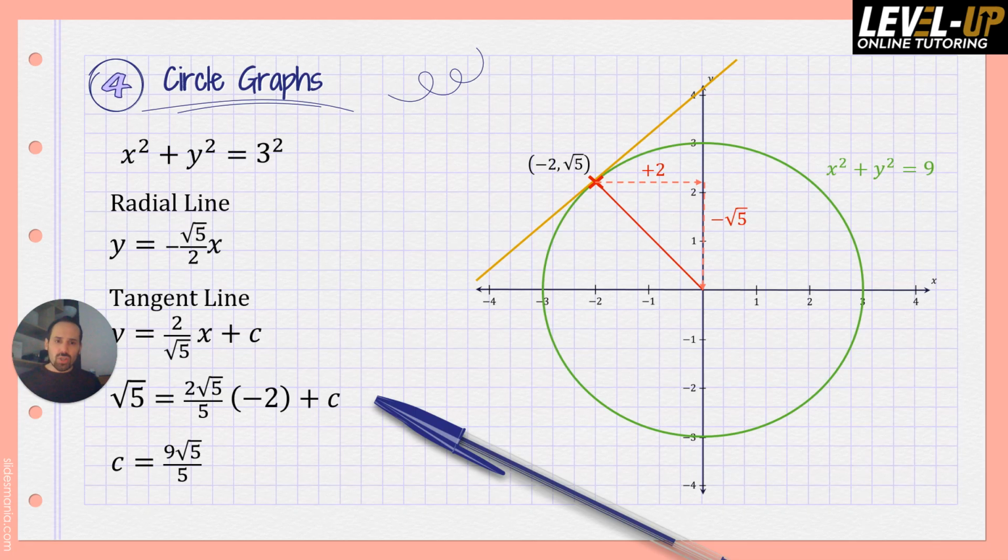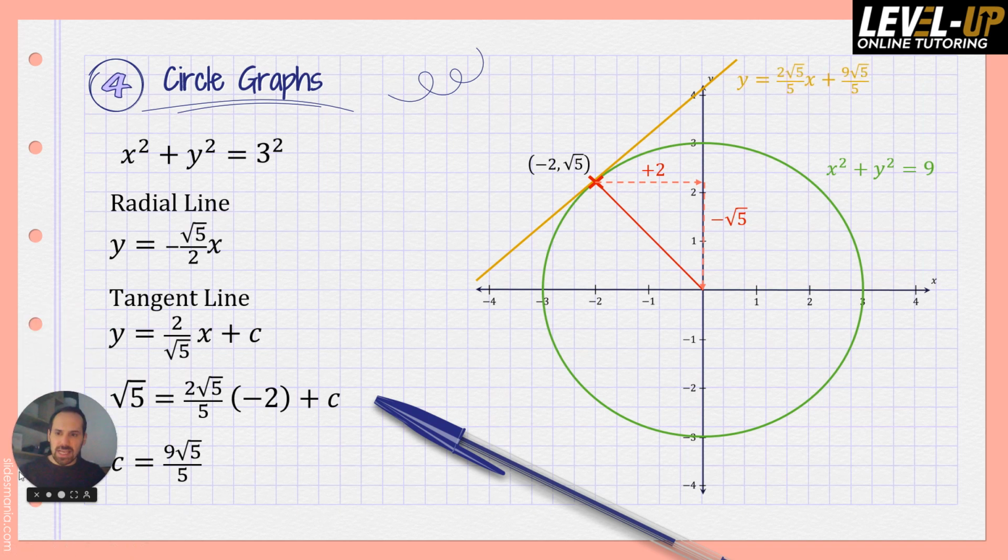So you could put that into your equation there, and it's not a very nice equation. Tangent lines often won't be, because a circle is a bit more of a complicated equation. So you see we get y equals 2 root 5 over 5 x plus 9 root 5 over 5. We could perhaps simplify that a little bit, but I'll just leave it like that for now. So you see, it's kind of building on a lot of the skills we've learned. So they can be some more challenging graphs there.